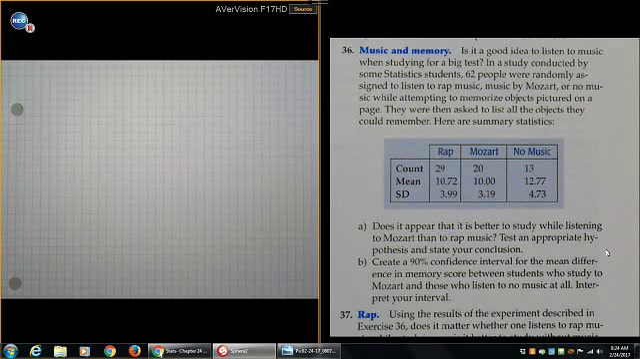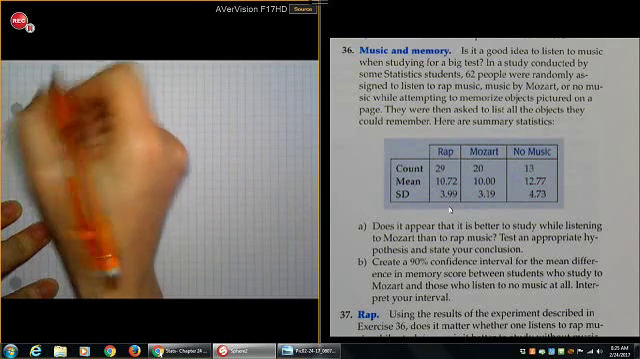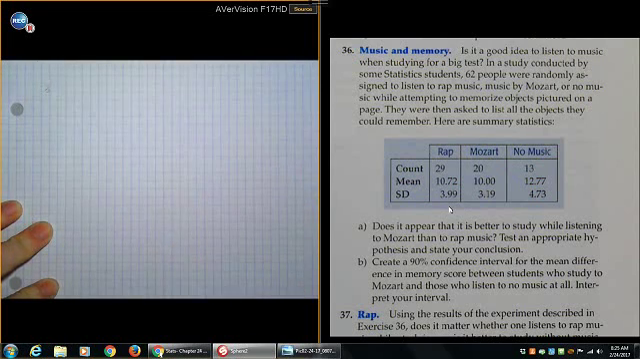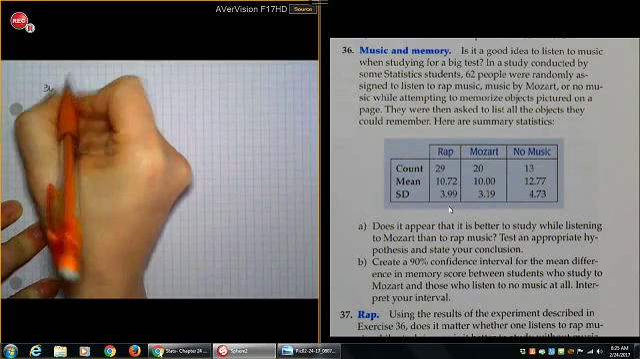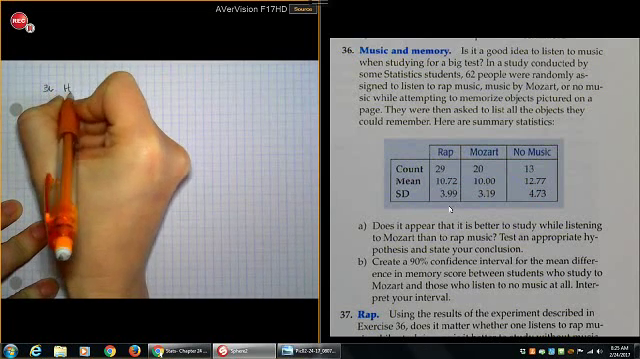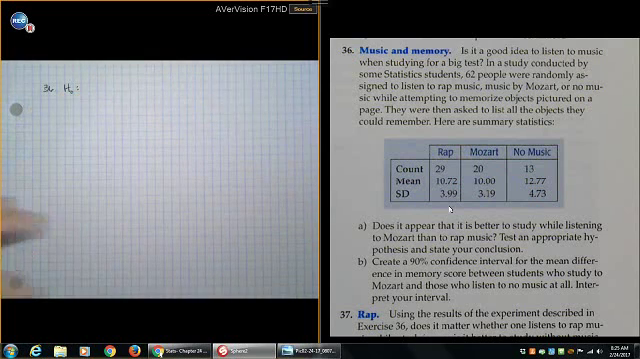Since we have two different samples here, we're looking just at the rap music versus Mozart. So we're not looking at the no music group. We're going to start with, so this is number 36, we're going to start with our hypothesis. And our null hypothesis is generally going to be that there is no difference between the two groups.